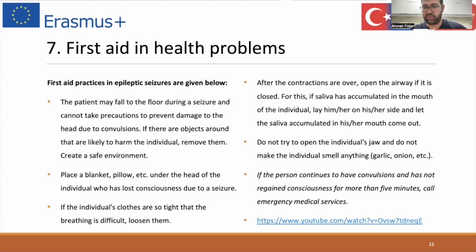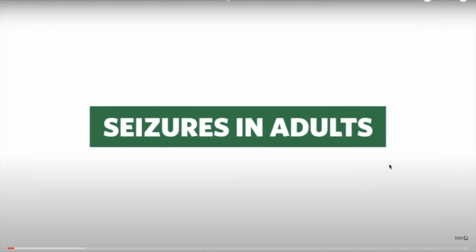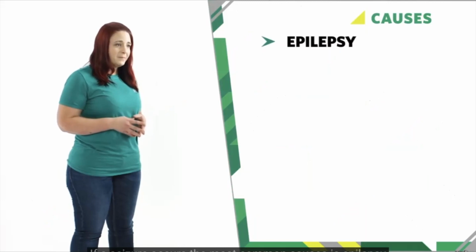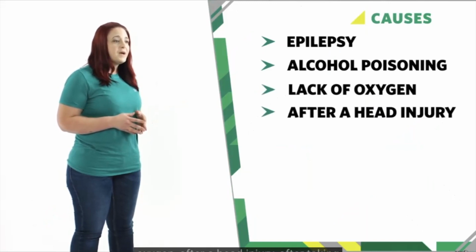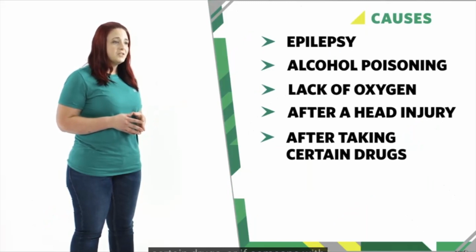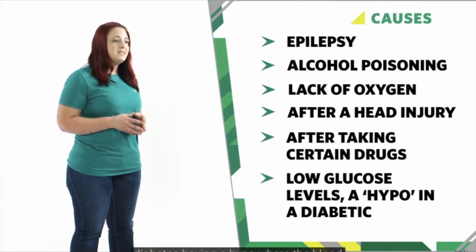This is the video on the epileptic seizures. A seizure, also known as convulsion or fit, can be caused by a disruption to the electrical activity in the brain, which may lead to uncontrollable contractions in muscles and unresponsiveness. If a seizure occurs, the most common cause is epilepsy, but it can be caused by other things, such as alcohol poisoning, a lack of oxygen, after a head injury, after taking certain drugs, or if someone with diabetes is having a hypo, where the blood glucose is too low.